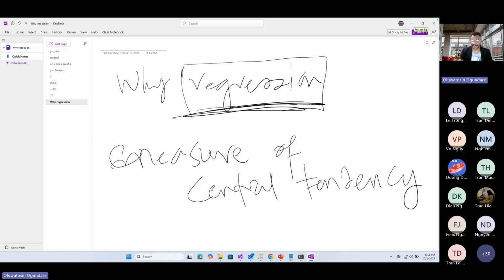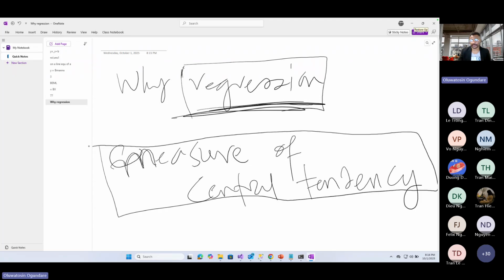To really understand why it's called regression, we have to first of all talk about measure of central tendency, and if anyone can explain this. So, Jess, do you want to try to explain measure of central tendency? I'm not sure about it. Okay, good. So anyone has an idea on measure of central tendency?